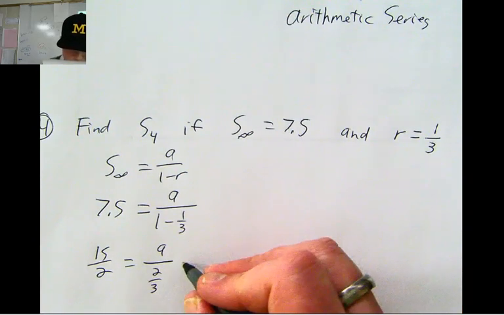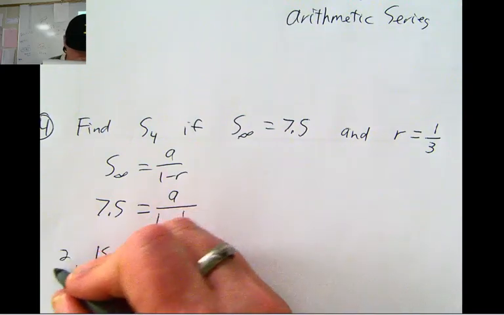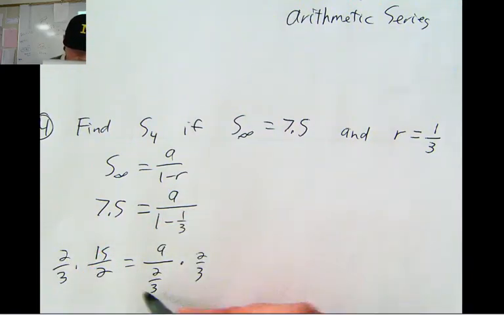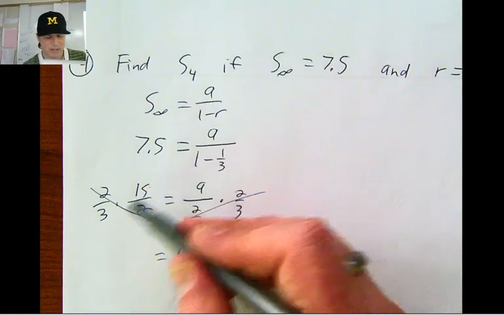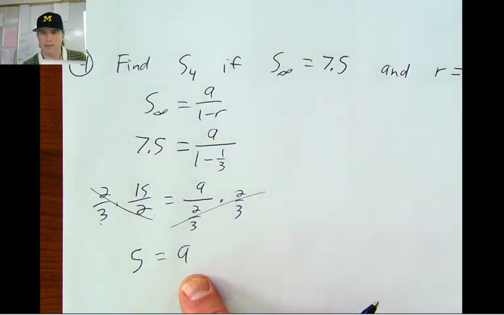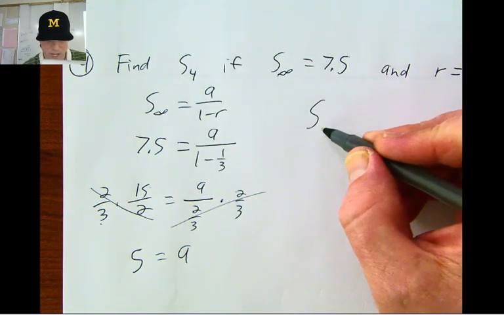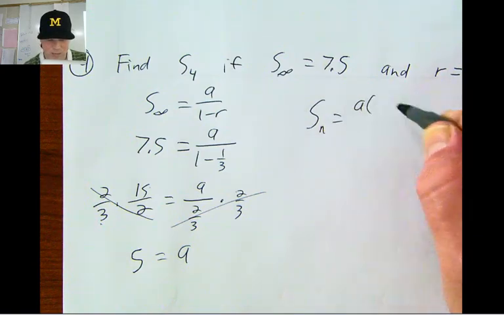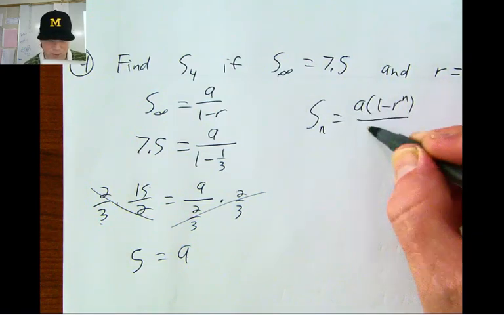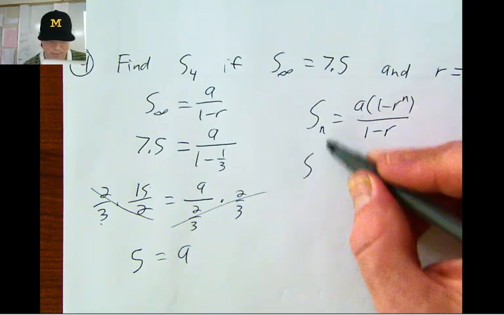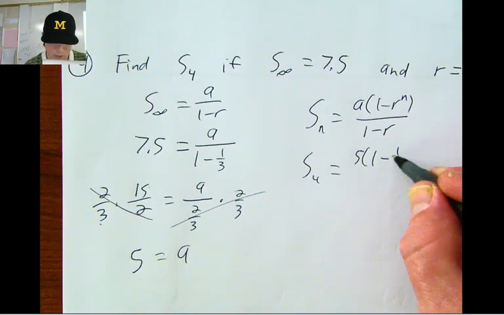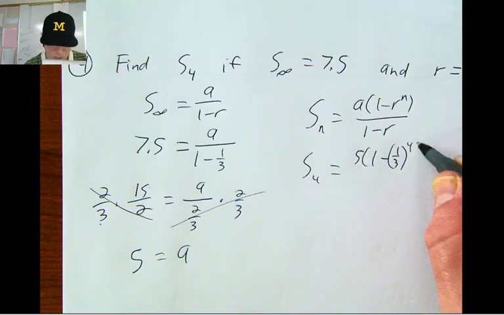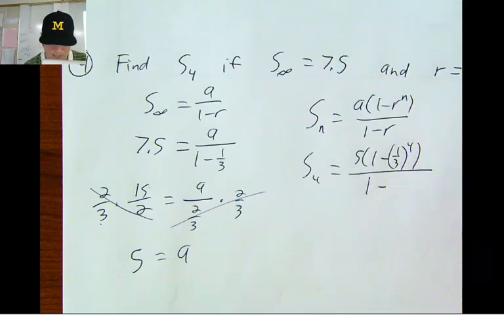And to solve for A, you can multiply both sides by the denominator, so multiply both sides by 2/3. 2/3 cancel out, and A is equal to 2's cancel out, and 15 divided by 3 is 5. So A is equal to 5. And now I could use the S formula, the S normal formula. So Sn equals A times 1 minus R to the n all over 1 minus R. And S4 is equal to the A term, which is 5, times 1 minus 1/3 raised to the power of 4, all over 1 minus 1/3.